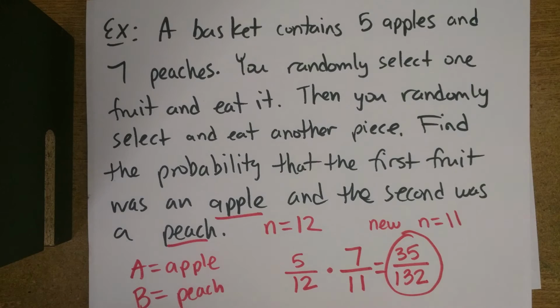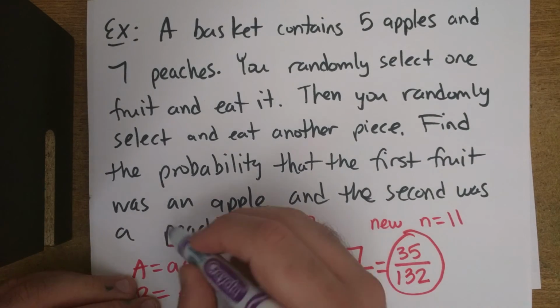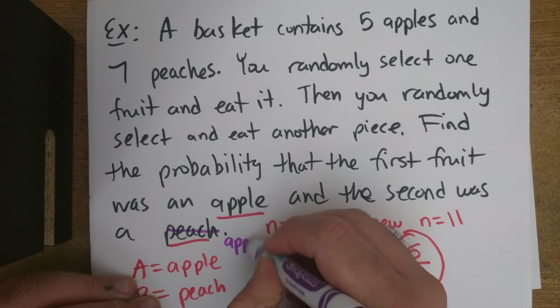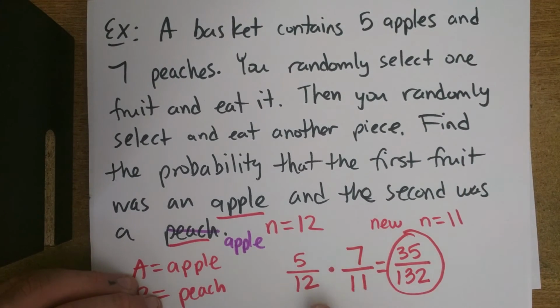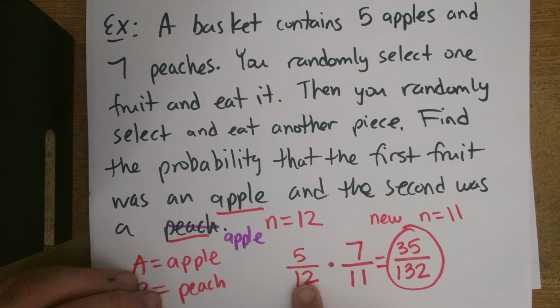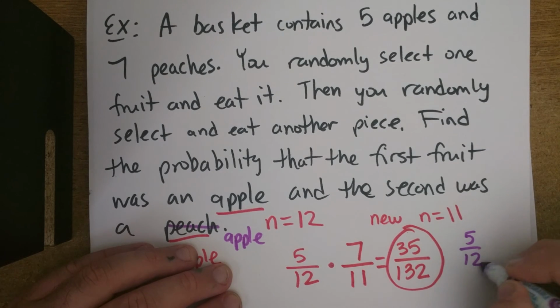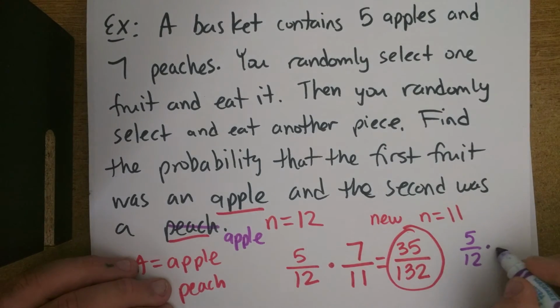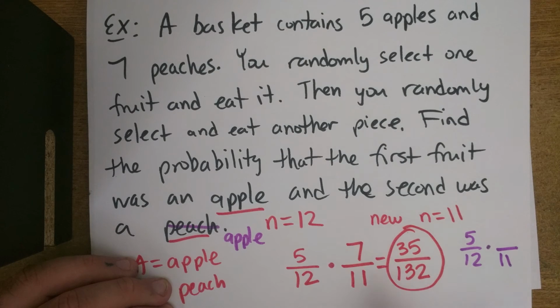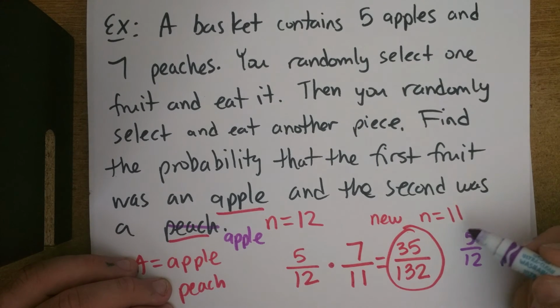Let's think about one more thing before we end here, and this is important. What if I want you to find the probability of apple and then apple? What's the probability that your first fruit was an apple and your second fruit was an apple? Well, your first probability will still be 5/12. But assume that the first fruit you took out was an apple. How many do you have total in the basket left? You're down to 11, just like before. But if you had 5 apples to start and you took one out, how many apples are you down to on your second selection? You're down to 4.